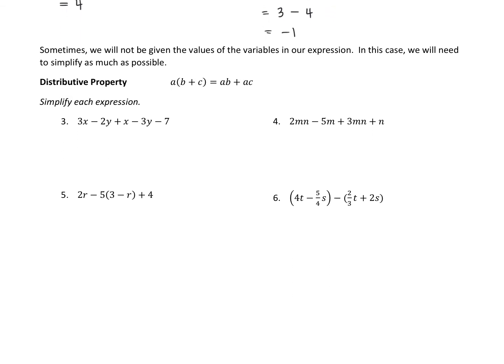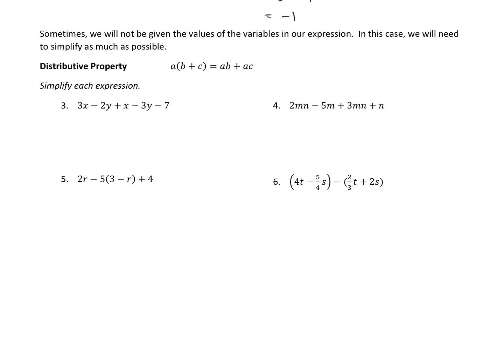Sometimes, though, we will not be given the values of the variables. In this case, we are simply going to simplify as much as possible. So a couple of things we want to talk about. First is the distributive property. So the distributive property we use when we have something like A multiplied by a binomial. So this is called a binomial, B plus C.